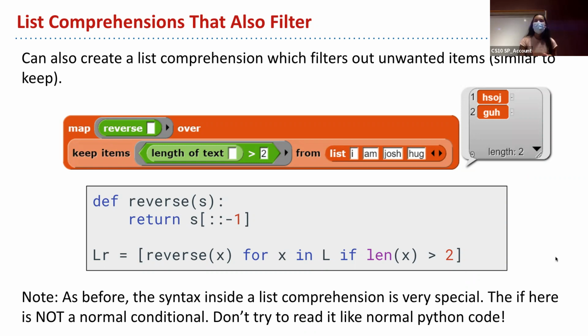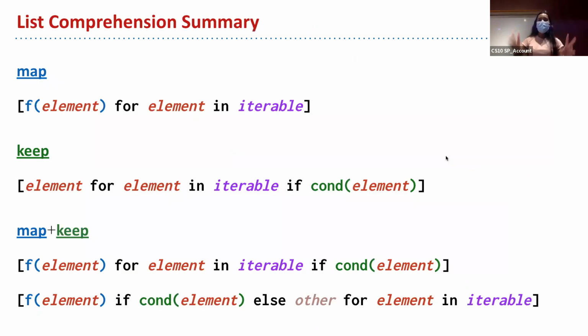Okay. So this is a summary slide. I would like you to take a picture, save this, write this down. I mean, the slides are posted, so you can refer to it. But basically, this is the way that list comprehensions work. So if you were trying to do map in Snap, this is how you do it with your list comprehension.